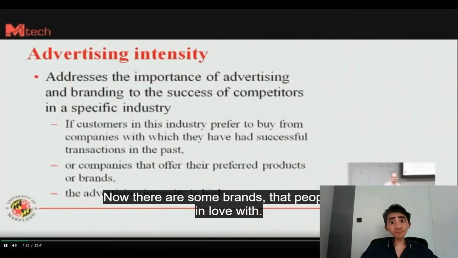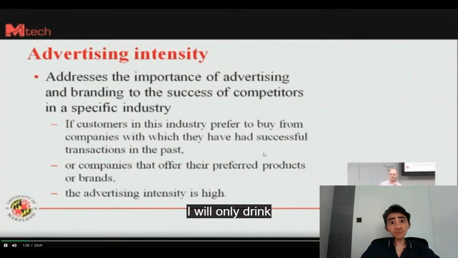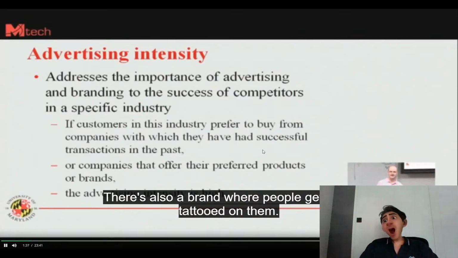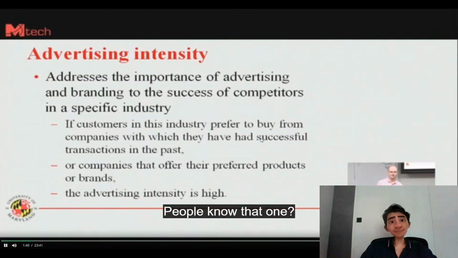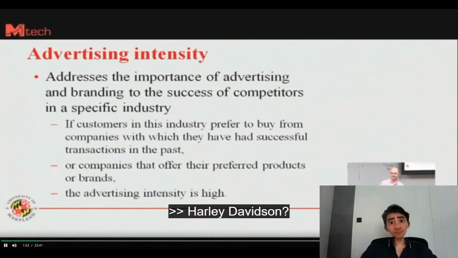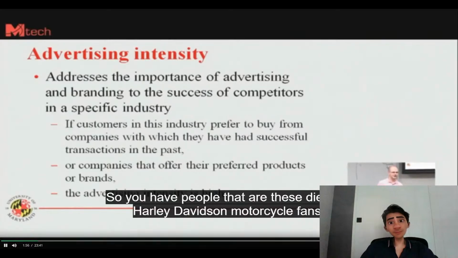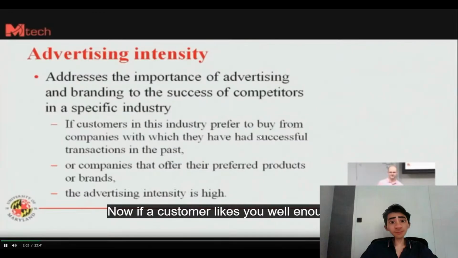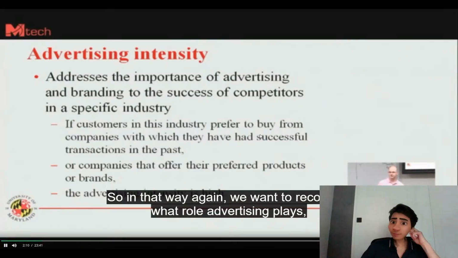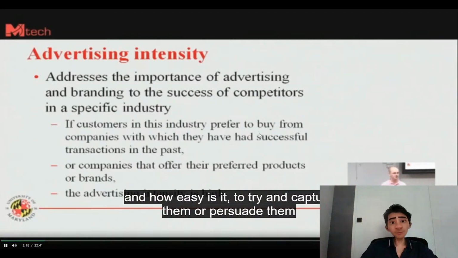Now, there are some brands that people are in love with. I will only drink this company's product. I will only wear this company's shoes. There's also a brand where people get them tattooed on them. People know that one? Pepsi. You get Pepsi tattooed on you? Pepsi do it. Really? You get like free Pepsi for life? Interesting. There's a different one I'm thinking about. Harley Davidson. So you have people that are these diehard Harley Davidson motorcycle fans, and they'll have the Harley Davidson logo tattooed on them. Now, if a customer likes you well enough to get you tattooed on them, you have achieved something. So in that way, again, we want to recognize what role advertising plays, and how easy is it to try and capture them or persuade them to you.